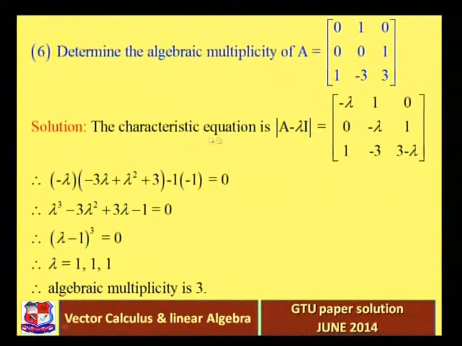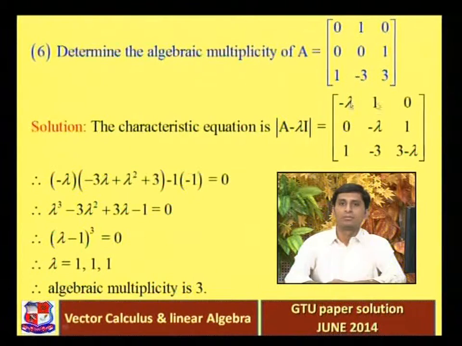So the characteristic equation is determinant of A minus lambda I, that is equal to minus lambda into (minus 3 lambda plus lambda square plus 3) minus 1 into minus 1, that is equal to 0. So lambda cube minus 3 lambda square plus 3 lambda minus 1, that is equal to 0.